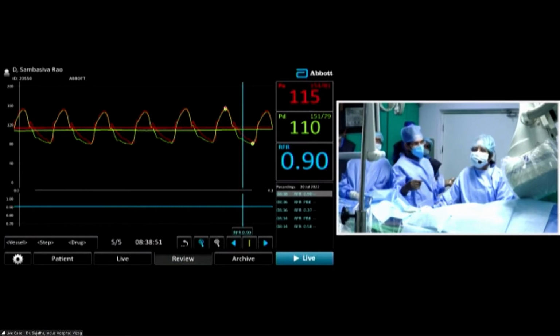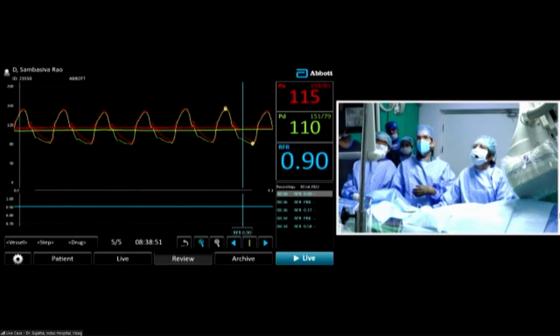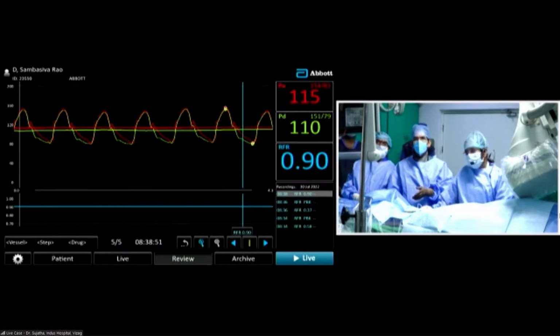But we should also consider how big the vessel is and what territory it is involved in. Though FFR gives it indirectly, if it is supplying a bigger territory, it comes positive. If you do not want to touch OM3, it's up to you, madam. But the proximal one is pretty important, a larger vessel. You want to stent the OM2, OM1? OM2 came negative anyway, so the only question is whether to do OM3 or OM1. If you think OM3 is smaller, we leave it to you.